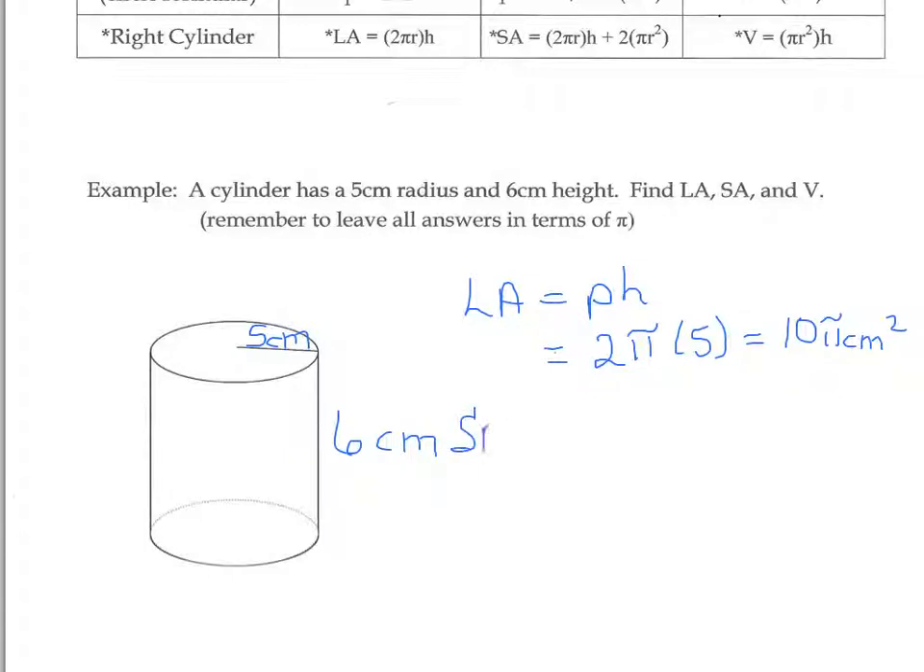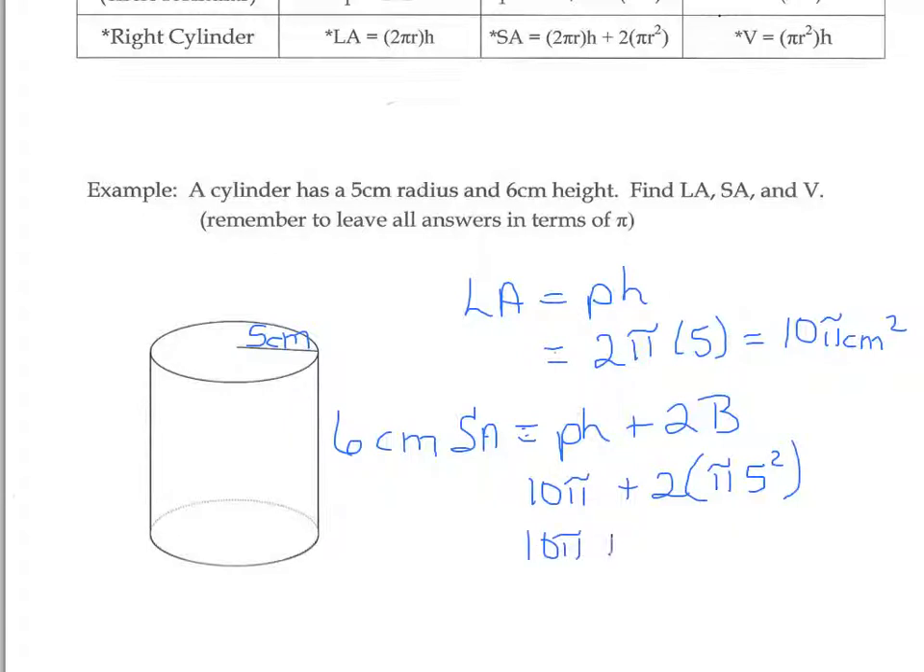Surface area, thank you, is the lateral area plus twice the area of the bases. So we've already found lateral area. That was 10 pi. The area of the base is pi times the radius squared, or 25 pi. So 10 pi plus 2 times 25 pi is 60 pi centimeters squared.